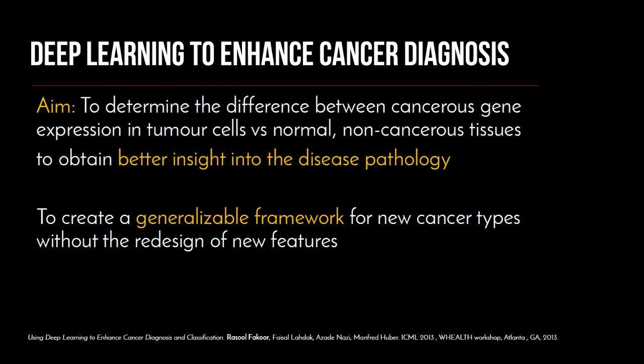So this study by Fakur, an ICL workshop paper in 2013, used deep learning to enhance cancer diagnosis. And the aim was to determine the difference between cancerous gene expression and tumor cells versus normal, non-cancerous tumor cells, to see whether they could obtain a better insight into disease pathology. And the idea was to try to create a generalizable framework for new cancer types and something that could be replicated in other population studies as well without having to redesign new features.